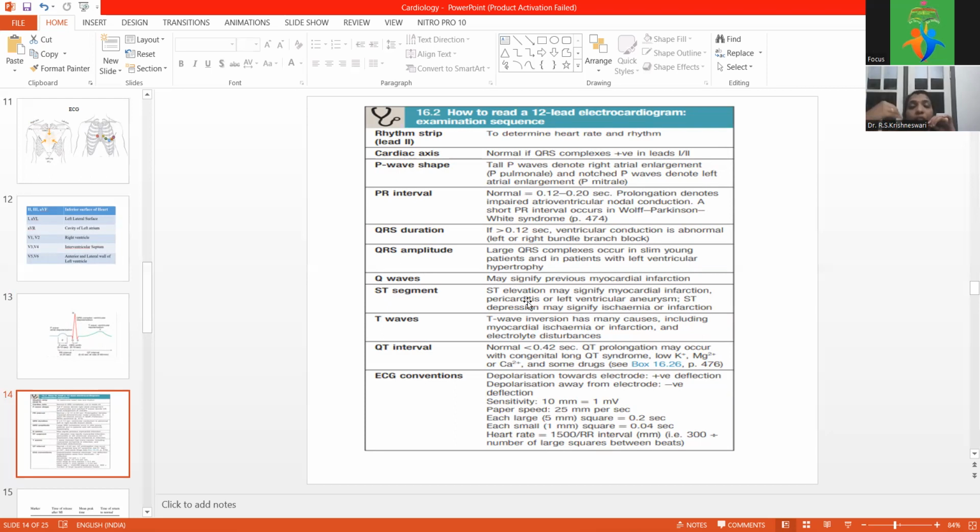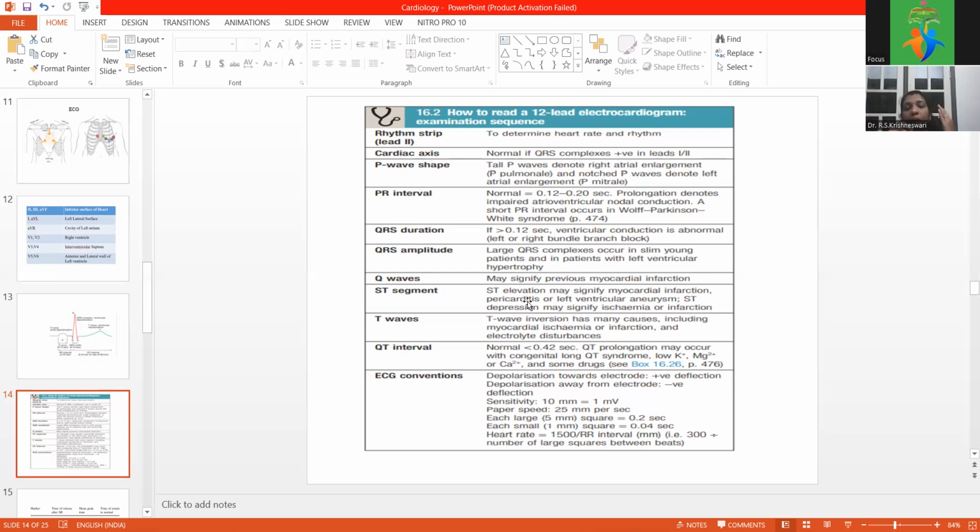And if there is some problem with the left atrium, there will be notching of the P wave. A double P wave will be there. Okay, double P wave, and it is known as P mitrale. P mitrale.